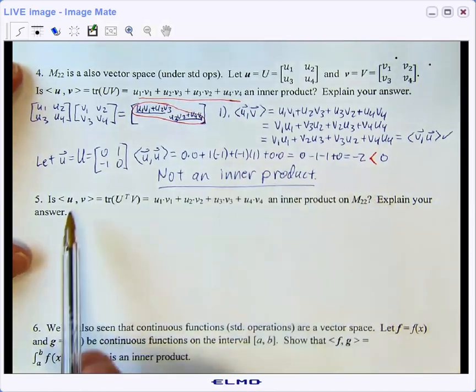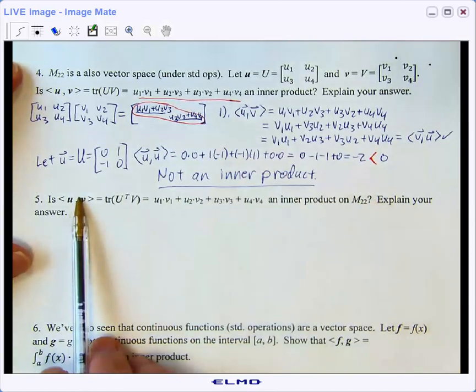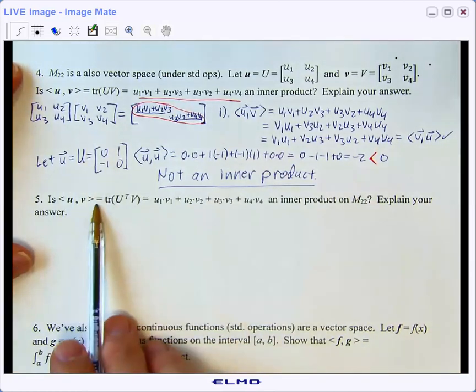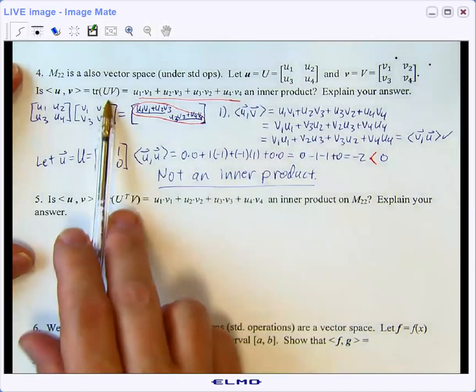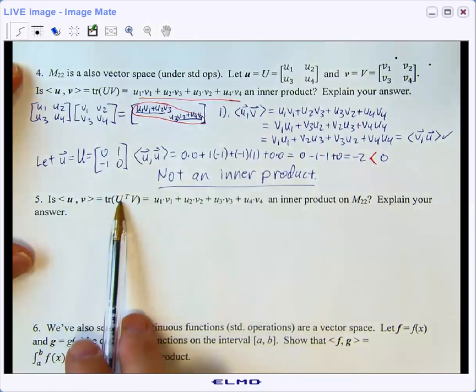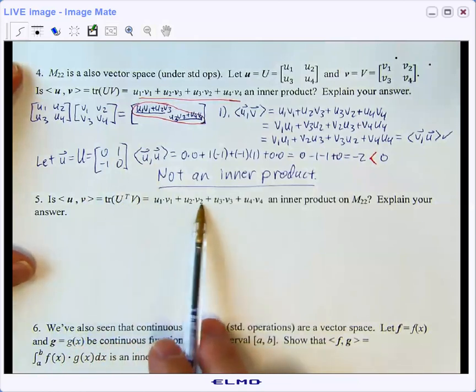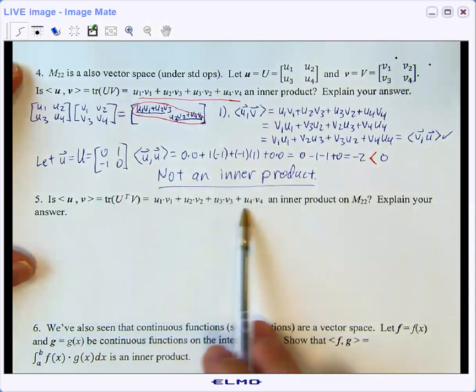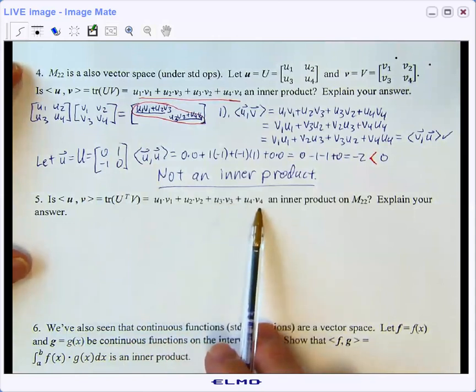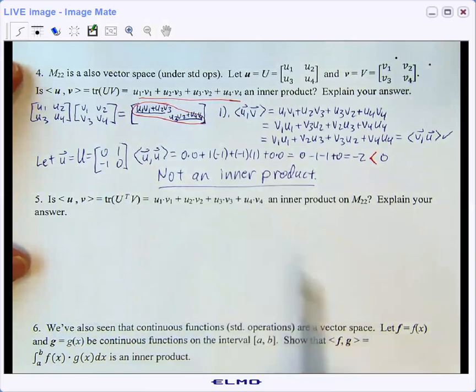What if we were to tweak things just a little bit on M22, but instead of doing the trace of U times V, let's do the trace of U transpose V, which gives us U1 V1 plus U2 V2 plus U3 V3 plus U4 V4. Is that going to be an inner product? Again, pause the video, work that one through, and see what you come up with.